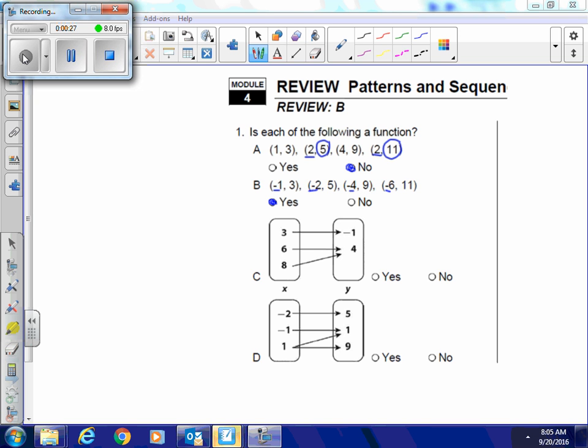In example C, each input has a distinct output. Now, an input of 6 and an input of 8 each give me a 4, but this is okay. So yes, we've got a function. For D, the fact that -1 and 1 each point to 1 is okay. The problem lies here. When 1 gives me an output of 1 and when it gives me an output of 9, that means I don't have a function.